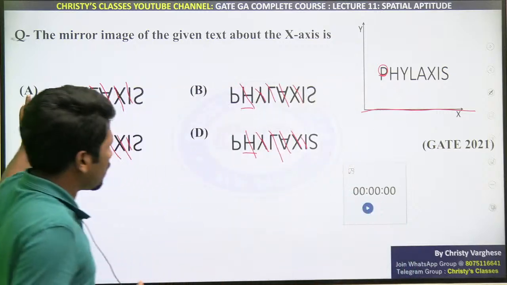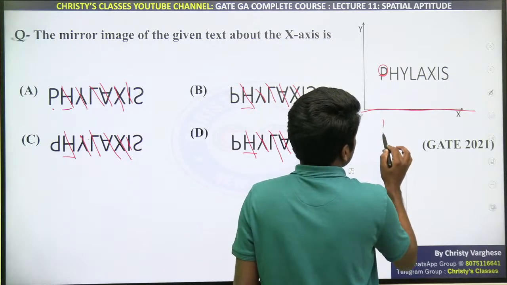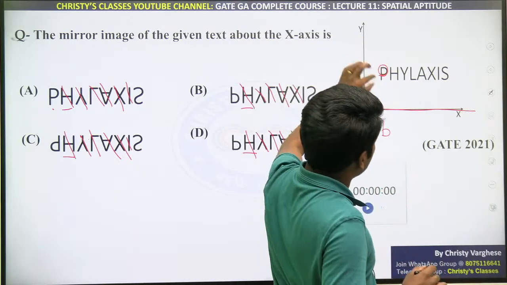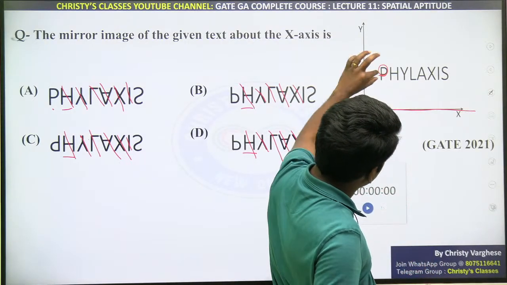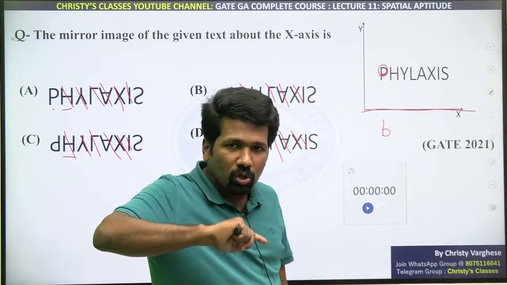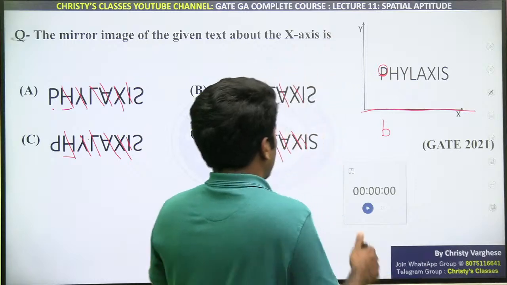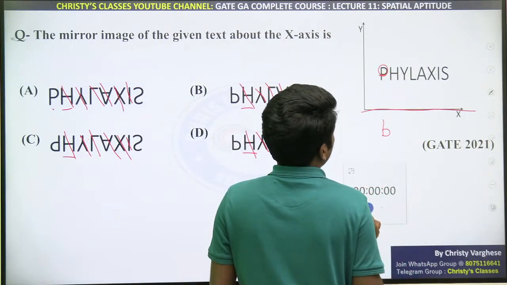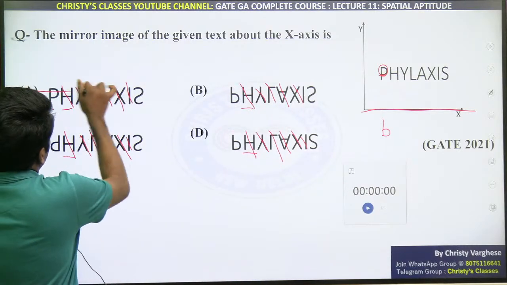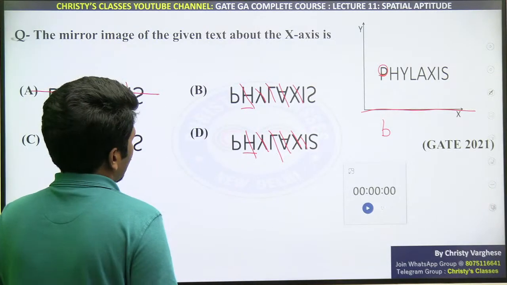So, first of all, look at option A. Will it look like P itself? No. There will be a flipping. There will be a flipping means it will look something like this only, like a B. P mirror image mein. Kyunki ye top part bottom mein aana chahiye, ye bottom part top mein aana chahiye. That is how vertical flipping will look like, na? Horizontal mirror keep kiya to vertical flipping hoga. So, aisa hona chahiye. Aisa nahi hai option A mein. Isliye option A eliminate kiya. Did you all understand how option A is eliminated?